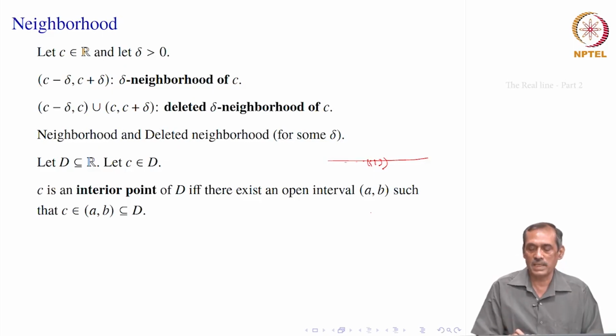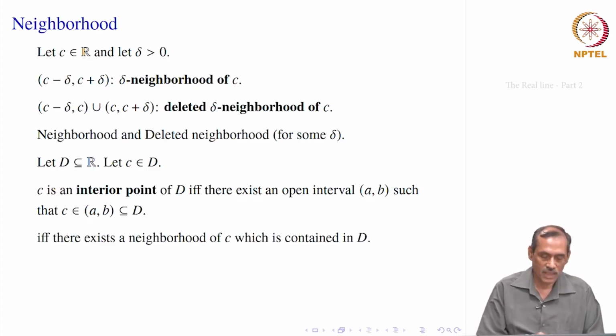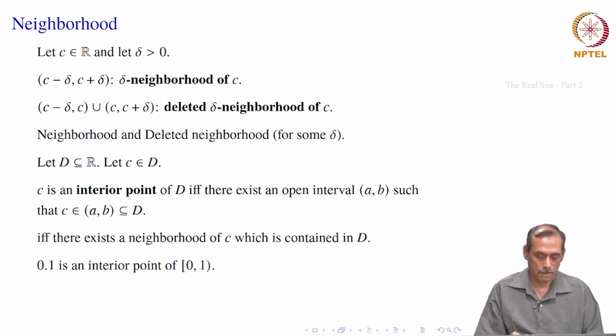So, if there is an open interval (a, b) such that C is an element of that open interval and that open interval is completely contained inside D, in that case we will say that C is an interior point of D. So, it is the same thing as saying there exists a neighborhood of C, C minus delta to C plus delta, which is completely contained inside D.